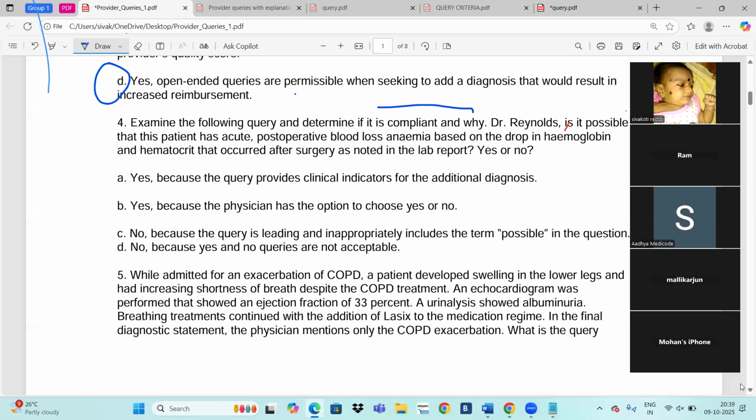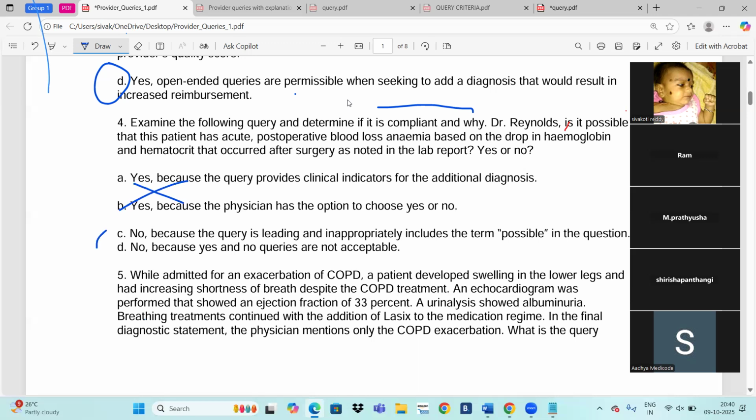They are asking to examine the following query and determine if it is complaint and why. If it is complaint, you will get yes. If it is not complaint, you will get no. So yes or no? Is it a complaint version or not? It was not a complaint version, right? They documented the diagnosis clearly. So no, it was not a complaint version.